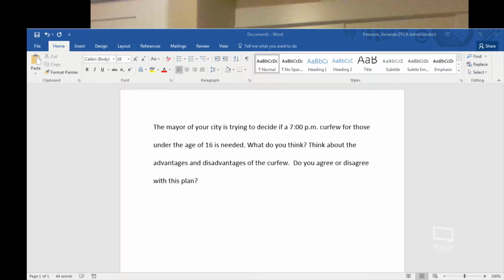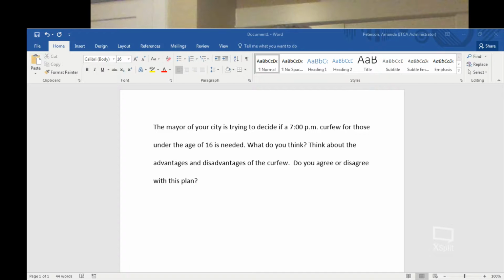So the prompt is, the mayor of your city is trying to decide if a 7 p.m. curfew for those under the age of 16 is needed. What do you think? Think about the advantages and disadvantages of the curfew. Do you agree or disagree with this plan?